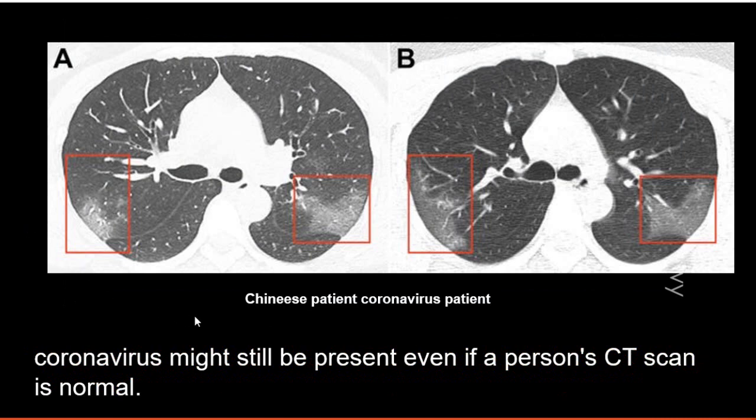Chinese coronavirus patient. Coronavirus is still present even though the person's CT scan is normal. We found peripheral ground glass opacity present in this true patient.